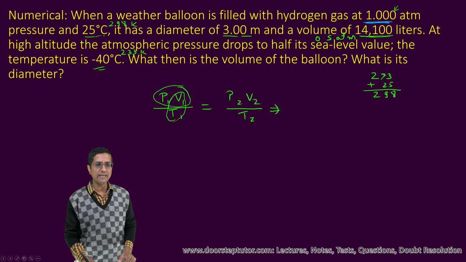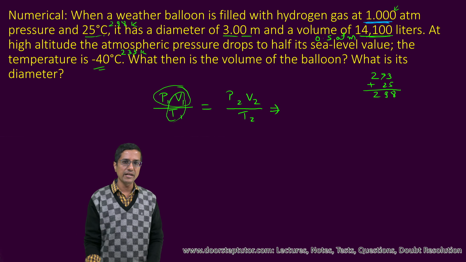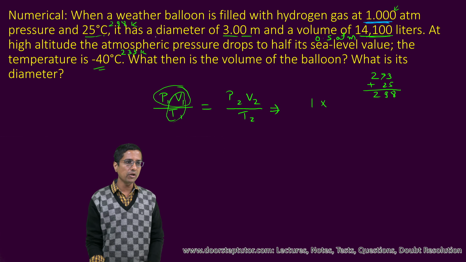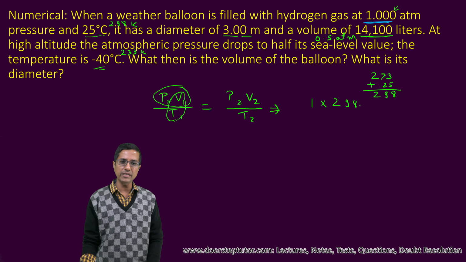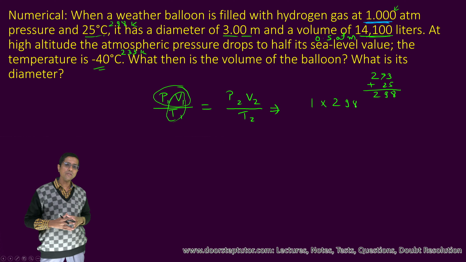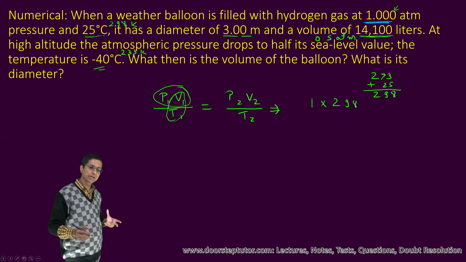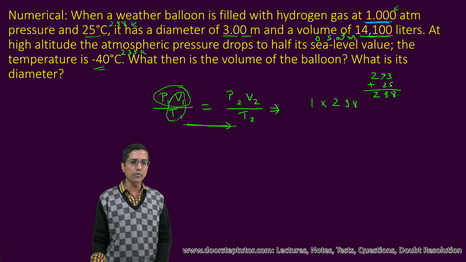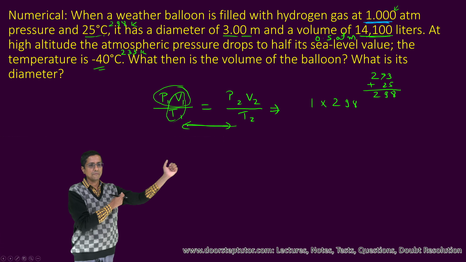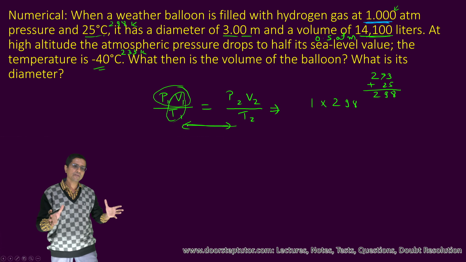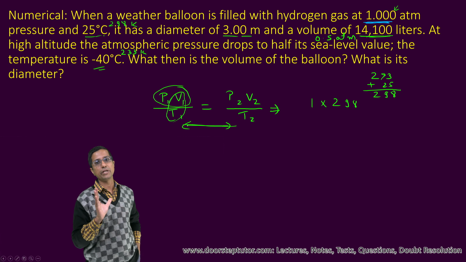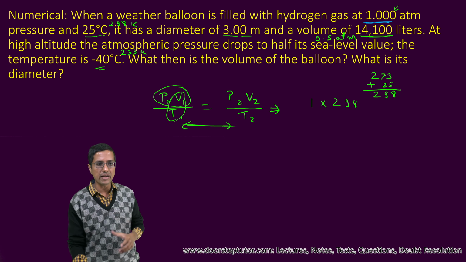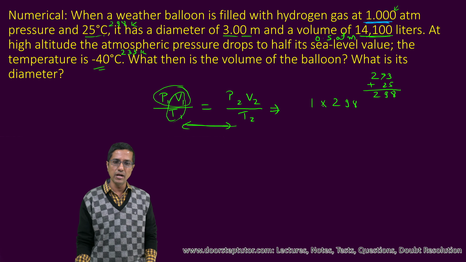If we combine these two, our original pressure is actually 1, so very simple, into volume V1 over 298. Note that we don't really have to convert all the units to SI units. Why is that? Because we are only interested in the ratios. We are equating both sides, and we just have to make sure that both sides have the same units. As long as that is true, we don't have to convert the units at all.